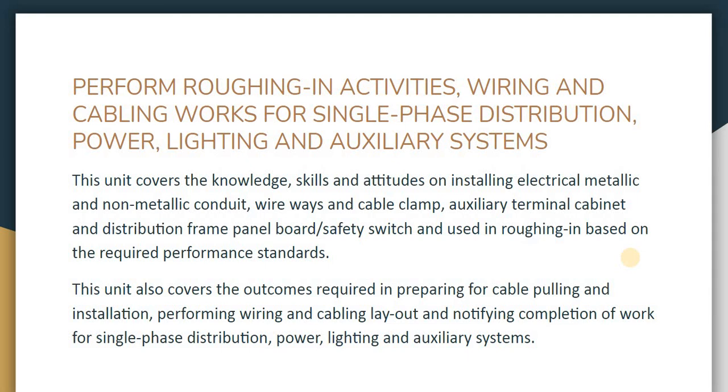Okay, so in the perform roughing in activities, wiring and cabling works for single-phase distribution, power, lighting, auxiliary systems. So this is the definition. This unit covers the knowledge, skills, and attitude in installing electrical, metallic, and non-metallic conduit, wireways and cable clamp, auxiliary terminal cabinet, and distribution frame panel board or safety switch, and used in roughing in based on the required performance standards. This unit also covers the outcomes required in preparing for cable pulling and installation, performing wiring and cabling layout, and notifying the completion of work for single-phase distribution, power, lighting, and auxiliary systems.